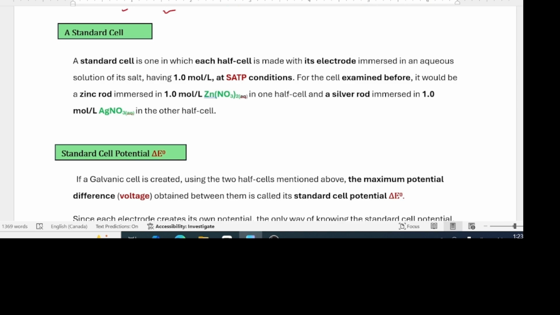A standard cell is one in which each half cell is made with its electrodes immersed into an aqueous solution with salt having 1.0 mole per liter at STP conditions. For the cell that we have just discussed, it will be a zinc rod immersed into a 1.0 mole per liter zinc nitrate solution in one half cell, and a silver rod immersed in a 1.0 mole per liter silver nitrate solution in the other half cell. And that is what is called a standard cell.